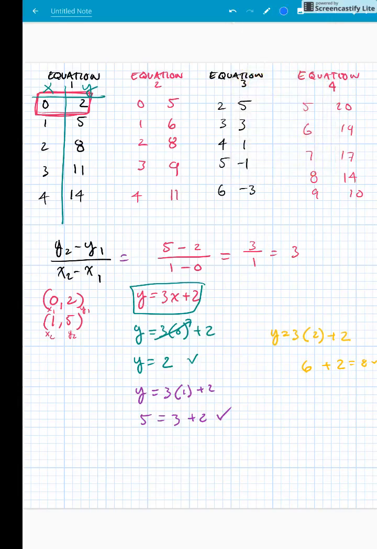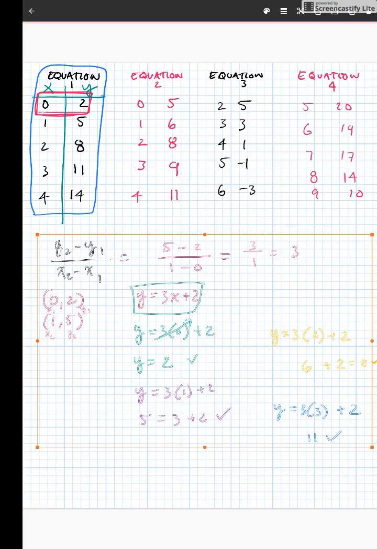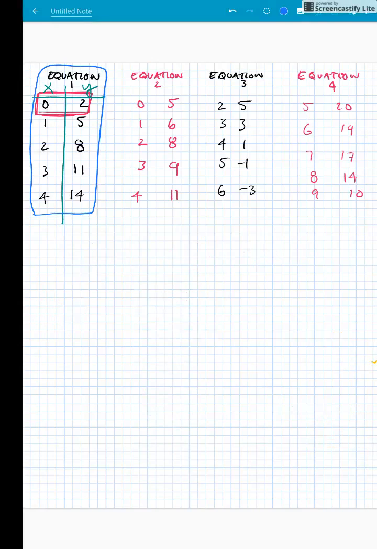Just for giggles, let's try 3. Y equals 3 times 3. It should give us 11. 3 times 3 is 9, 9 plus 2 is 11. Check. Okay, we could say this one here is linear. Myth busted. Now let's try the other ones. We'll just try one more and then I'll let you do the next ones on your own. I'm not going to do this for you.